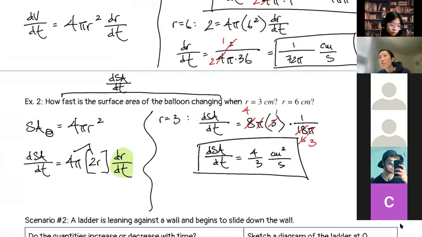And Richard, to answer your question, you see that 4 and the 2, we just multiplied them to make the 8. Yep, that's it. We just took the 4 and the 2. Let me write that here. We multiplied them to make an 8. That's it.